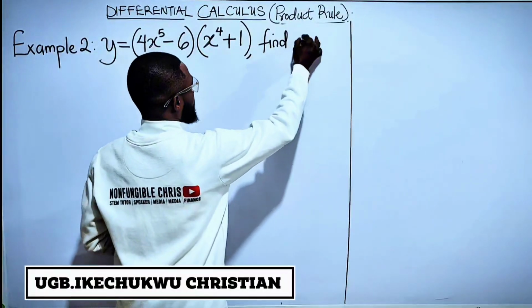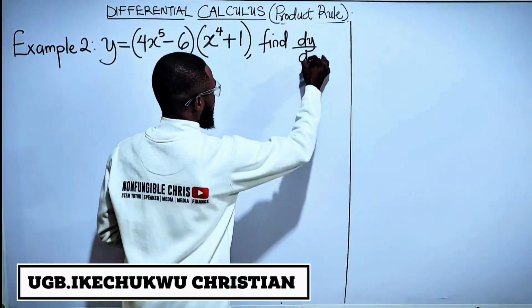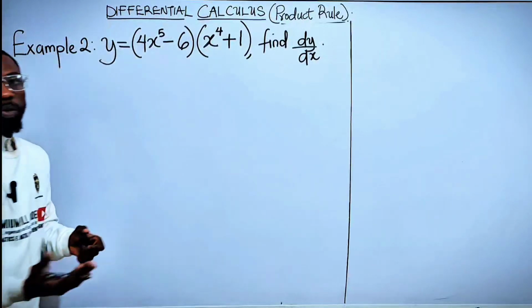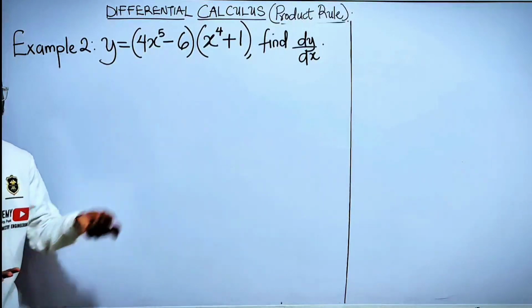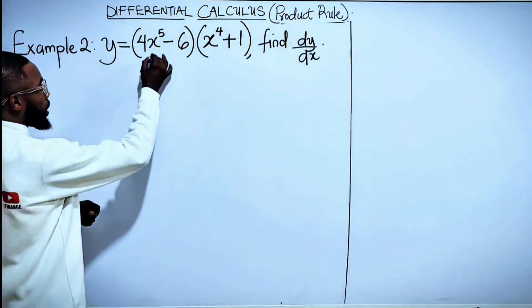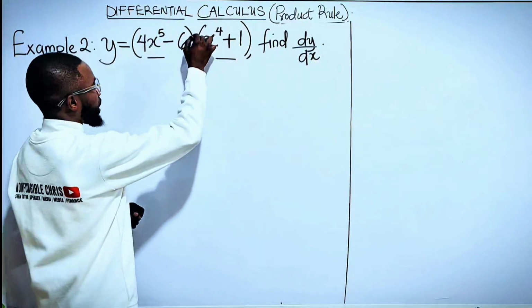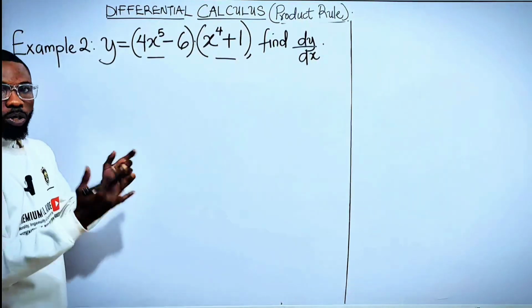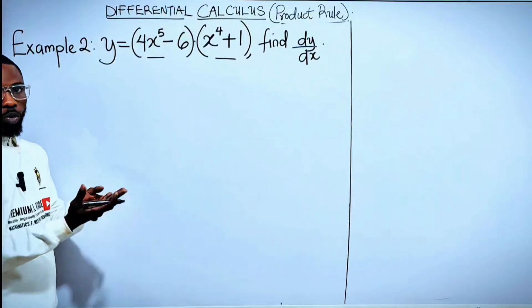and then we're asked to find dy over dx, and we're using the product rule. Of course, it's going to be the product rule. When you see functions like this, you should know it's a product rule question because we have two values multiplying themselves. So when two values are multiplying themselves, you should know it's a product rule question.